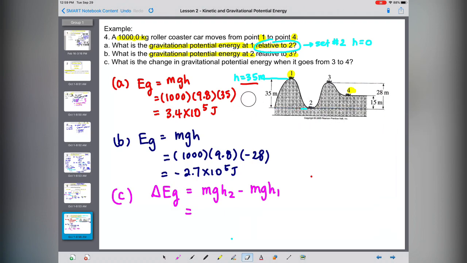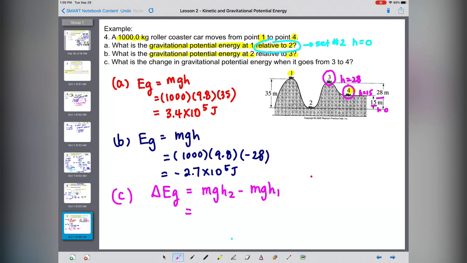So I'm now starting fresh and looking at between point 3 and 4. It's up to you how you want to label what is 0, what is not. On the numbers, they have 15 and 28 for you already. So the easiest thing to do is if height is 0 here, then the height in here is 15 and the height in here is 28. I would choose to do that because that's already in there.